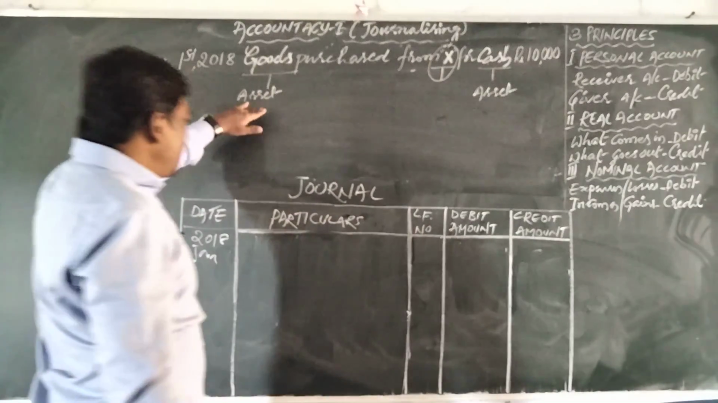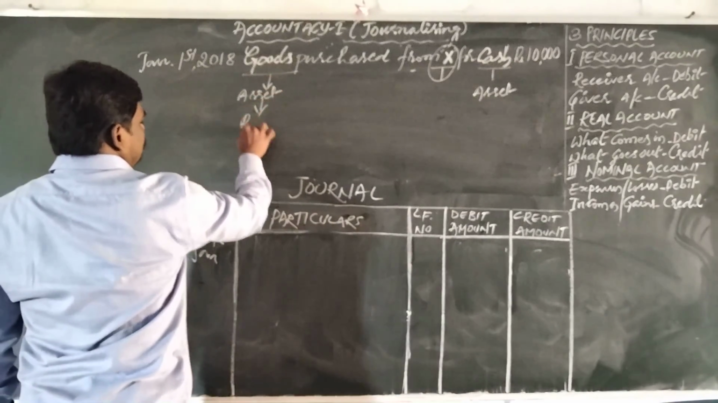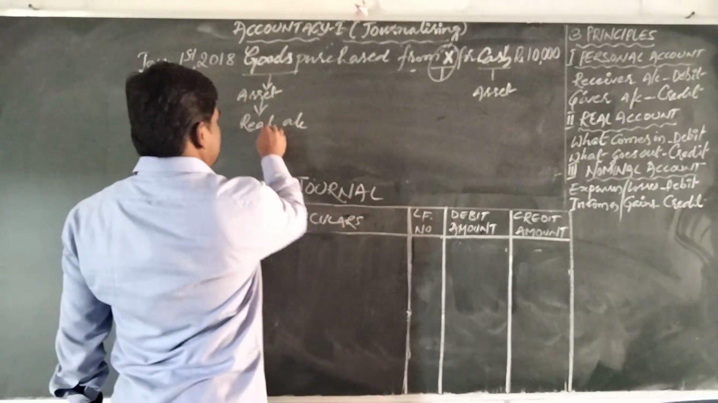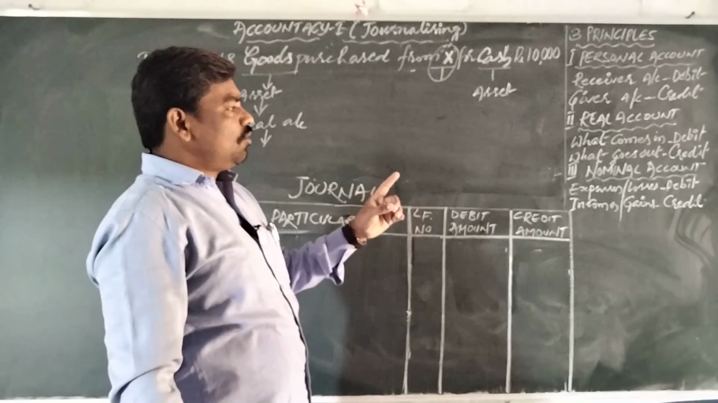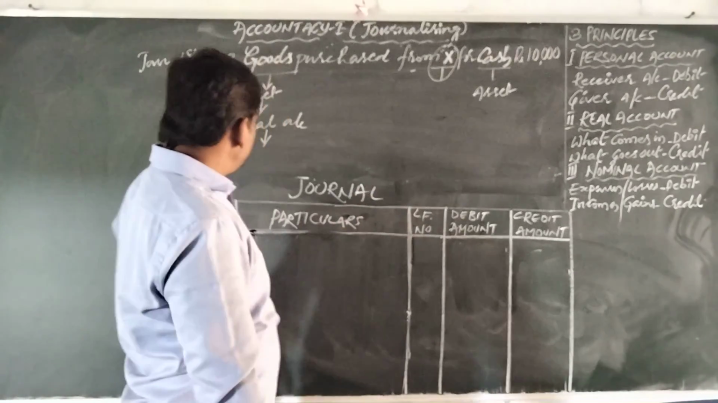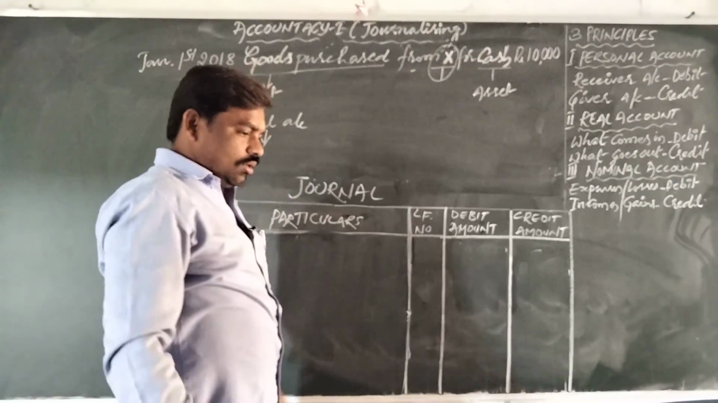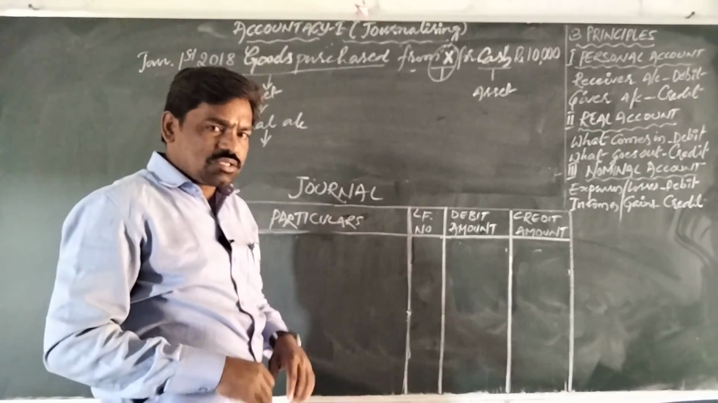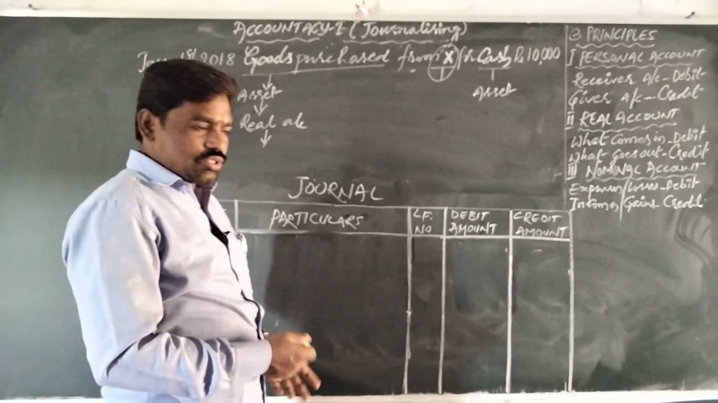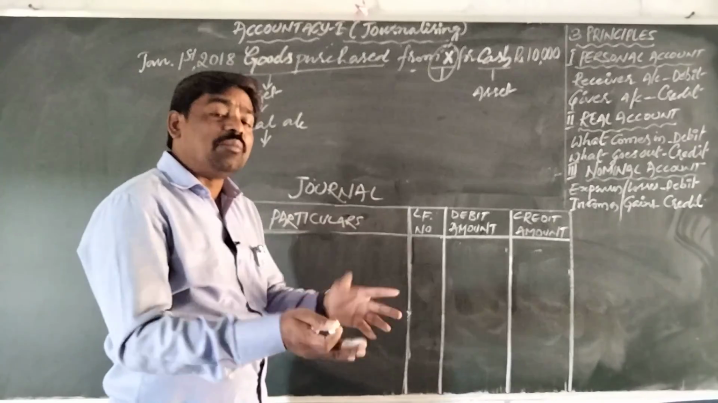Right, assets come under which account? A real account. You write here a real account. And what does the real account principle say? See, real account principle says that debit what comes in, credit what goes out. So here, when you purchase the goods, are goods coming into the business or going out of the business? You think about it. Whenever you purchase goods, are the goods coming into the business or going out of the business? Yes, coming into the business.